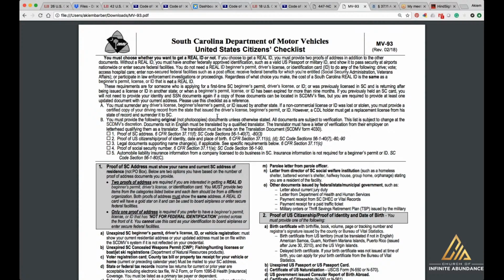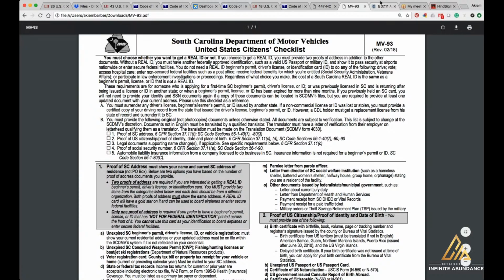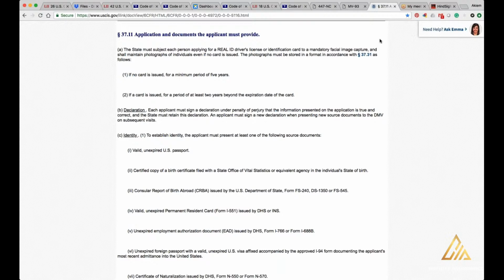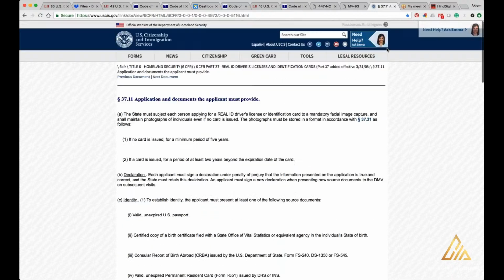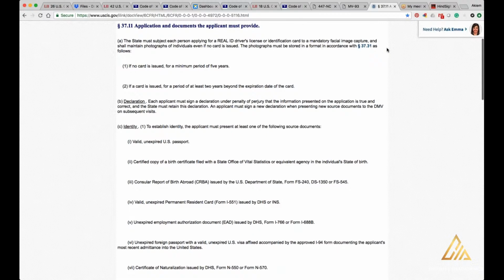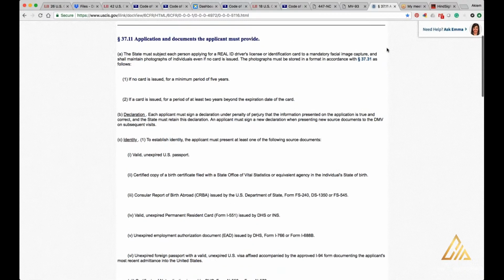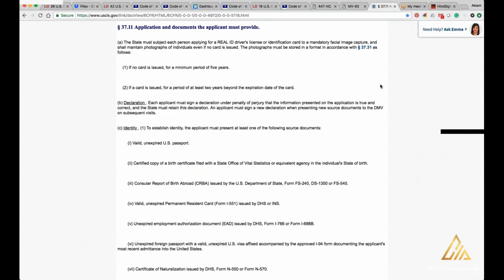But skip down, you see all of these little laws here? Proof of South Carolina address, 6 CFR section 37.11, and then the South Carolina Code section 56-1-40. Proof of citizenship, proof of identity, date of birth, 6 CFR 37.11, the same law that I wanted to read you. I want you to look at this, because this is what you're getting yourself into when you get any of their documents.